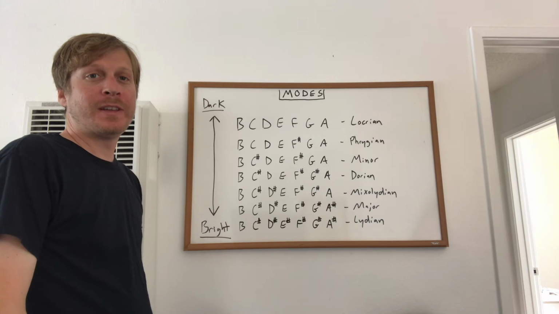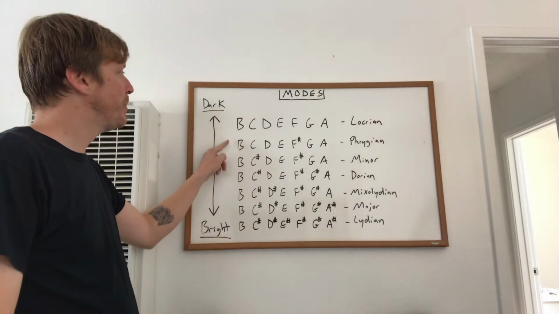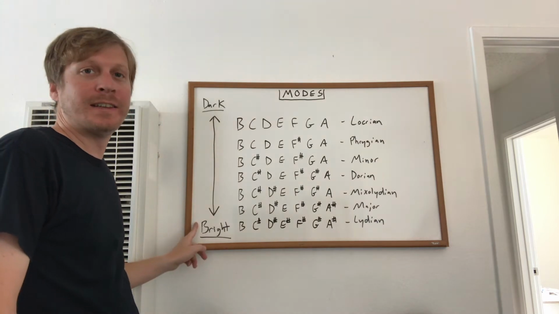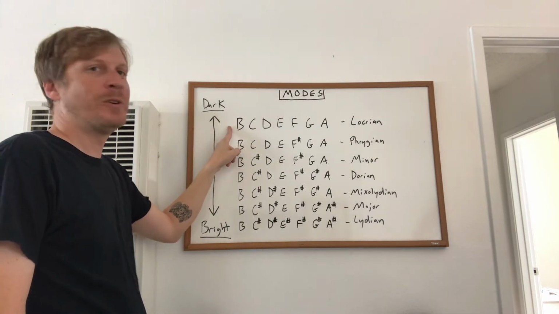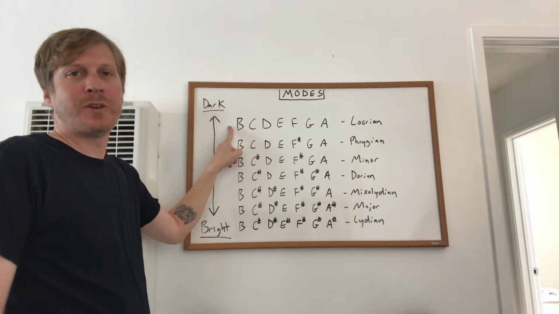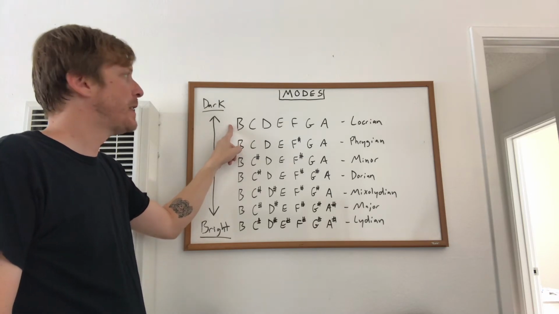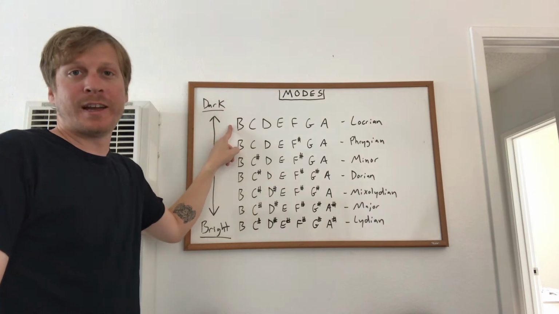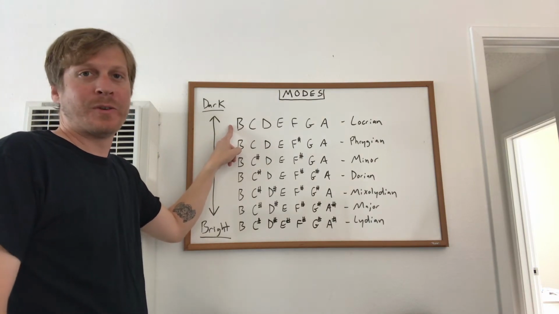Okay, and so what we are looking at here are all the modes of the major scale in order from darkest to brightest in sound. So what we do is we start with the Locrian scale, which is derived from the 7 chord of the major scale. So it's the 7th mode of major, okay? So this is the scale that goes over a diminished triad or a minor 7 flat 5 chord.